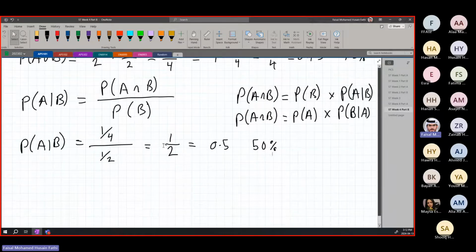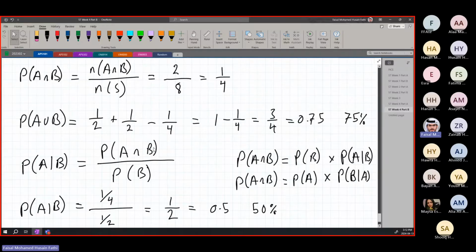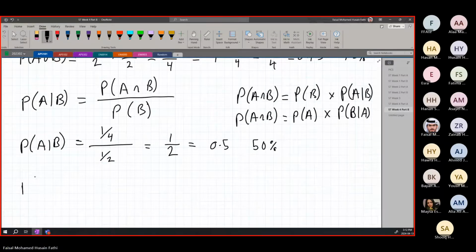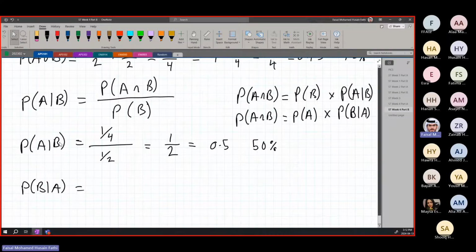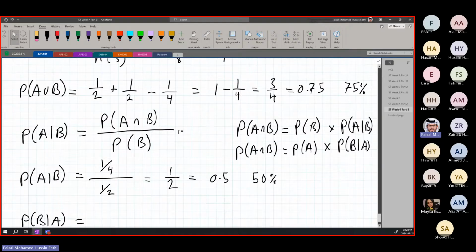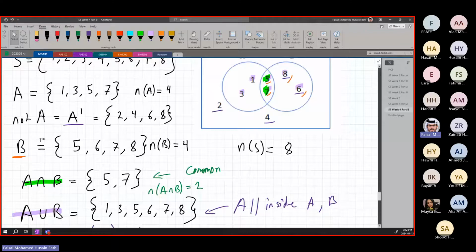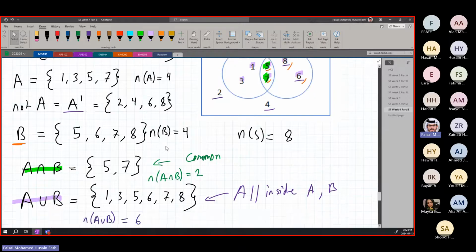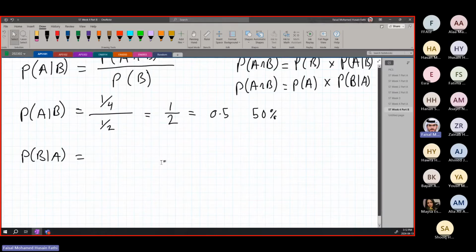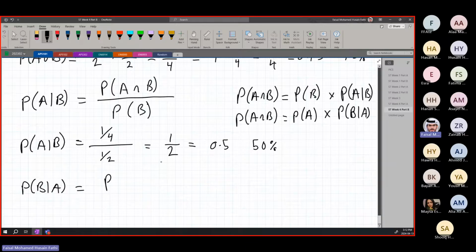Then, in the case of B given A, remember, P of B given A and P of A given B are not usually equal, but in this case, they're going to be equal. Why? Because we have the same sizes for A and B, the same sample sizes, because N of A and N of B are equal. So when N of A and N of B are equal, the conditional probabilities are going to be equal. But the solving will be the exact same way. It will be A intersection B over P of A.